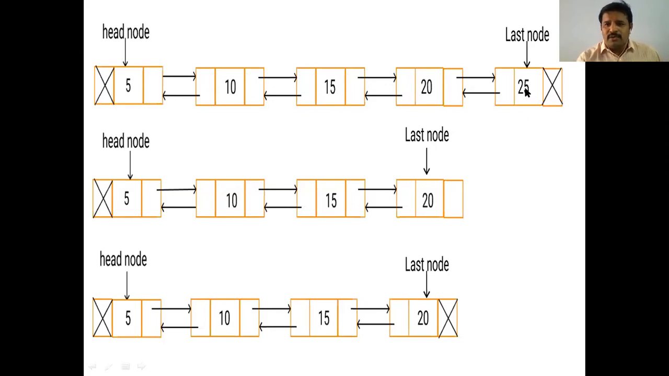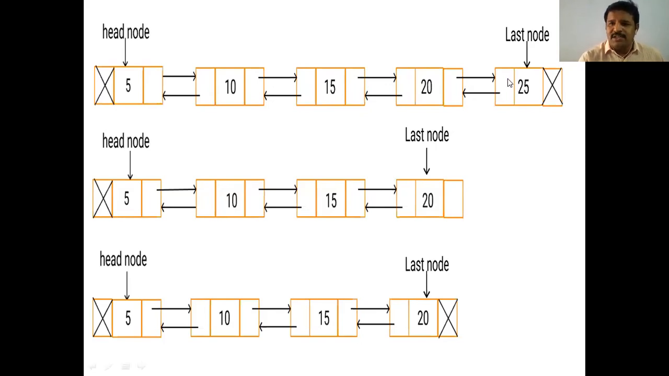This is the last node. This last node's next pointer will contain a null value because it is the last node. It should not point to any other node. That's why the next pointer of the last node is null, right?